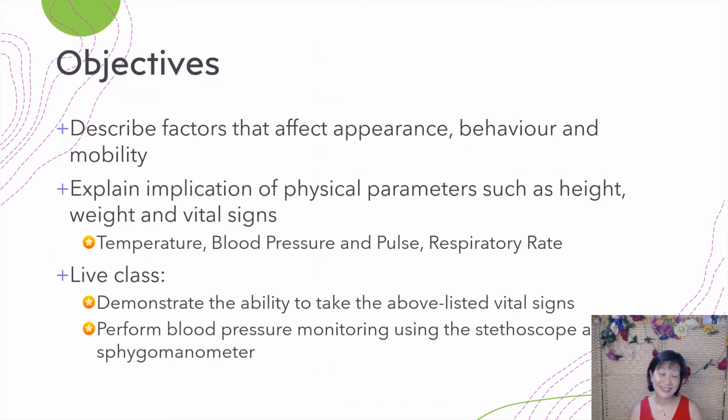And here are the objectives that we will cover for week 8. We will then try to describe factors that affect appearance, behavior, and mobility of a person. In videos 8.2 and 8.3, we will be explaining the implication of physical parameters such as height, weight, and vital signs, the temperature, blood pressure, pulse, and respiratory rate. And in the live class next week, we will then demonstrate the ability to take the above listed vital signs, of course, notably the blood pressure measurement. And we will also be performing blood pressure monitoring using a stethoscope and a manual sphygmomanometer. Isn't that exciting? I'm looking forward to having you in class.